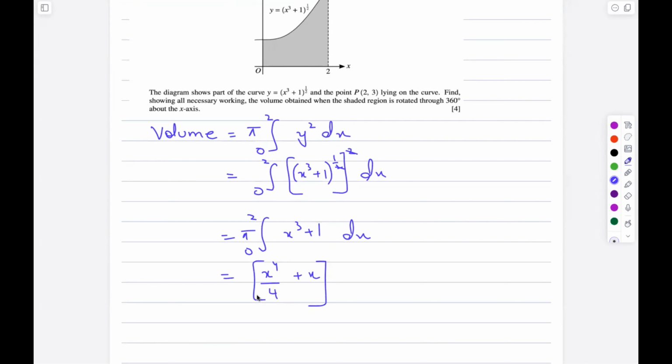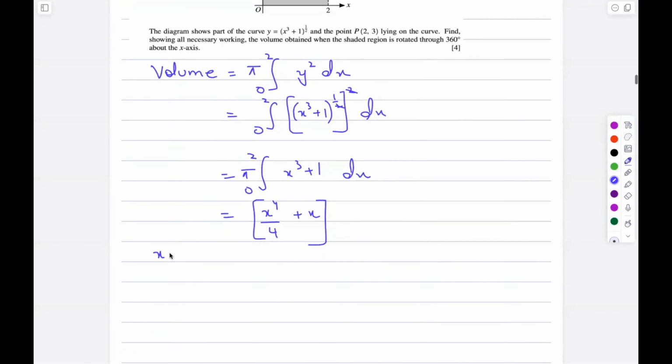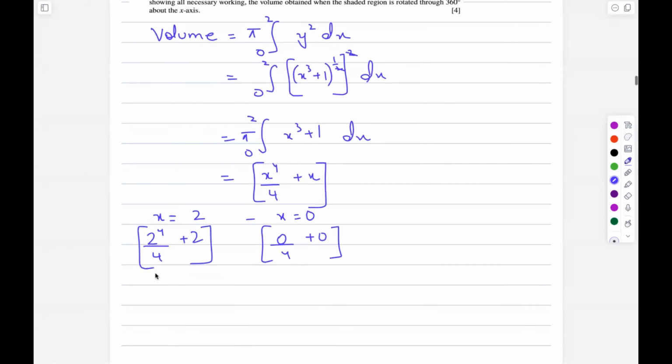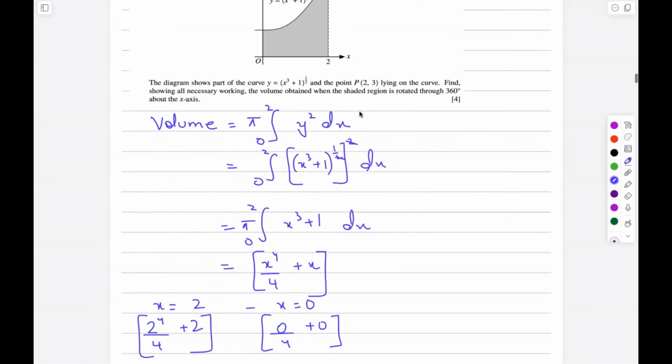Once we have integrated, now we can apply the limits. So the upper limit is x equals 2. So that will become 2 to the power 4 upon 4 plus 2. And we'll subtract it from the lower limit, which is x equals 0. So when x is equal to 0, this will become 0 upon 4 plus 0. So 2 to the power 4 is 16. 16 upon 4 is 4, and 4 plus 2 will become 6. And we can add pi to the final answer. So the volume will be 6 pi for the shaded region.